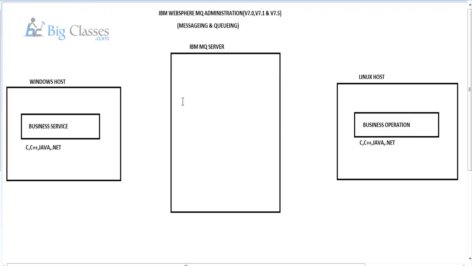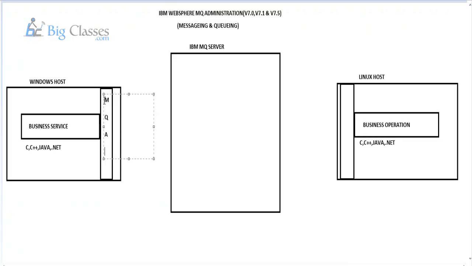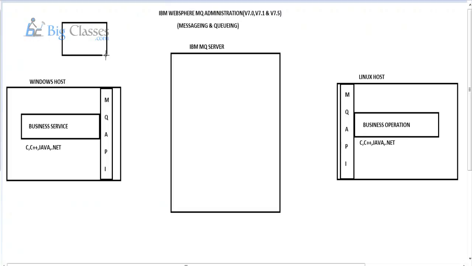Here the IBM MQ server provides MQ API irrespective of the programming language. It is an interface. Programmers need to know implementation of MQ API. Then programs can create MQ messages with message data. Message is a collection of data or representation of data.